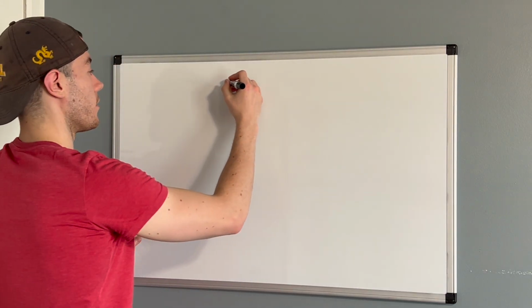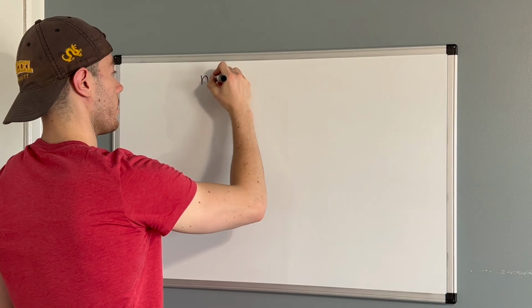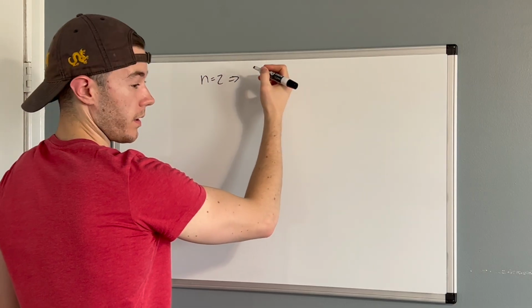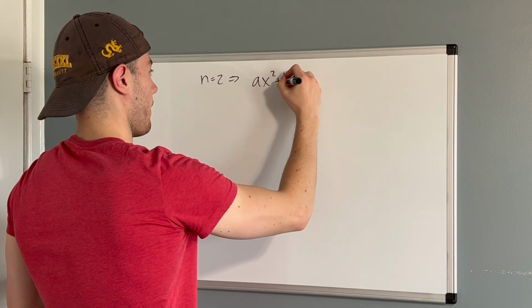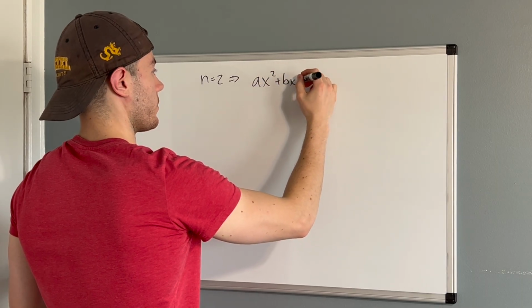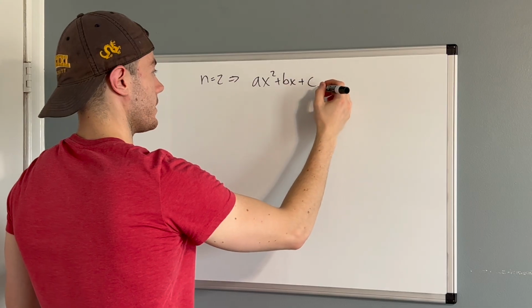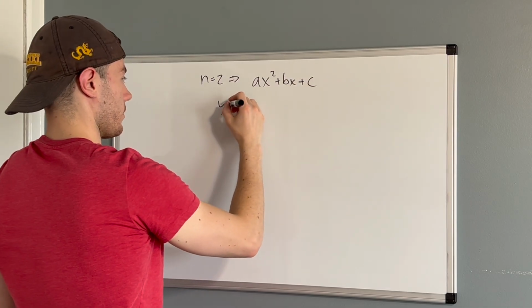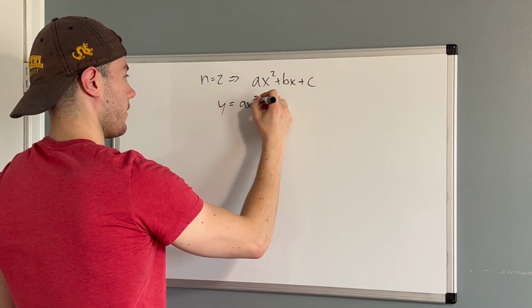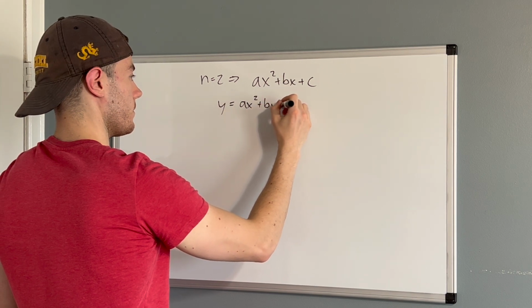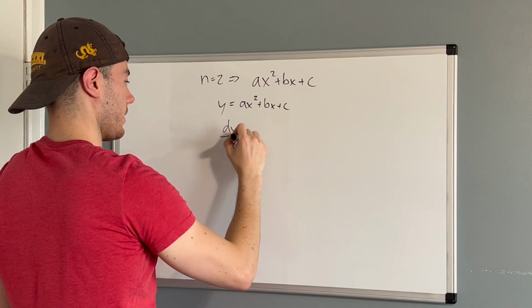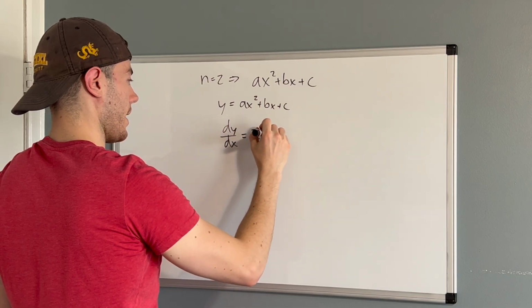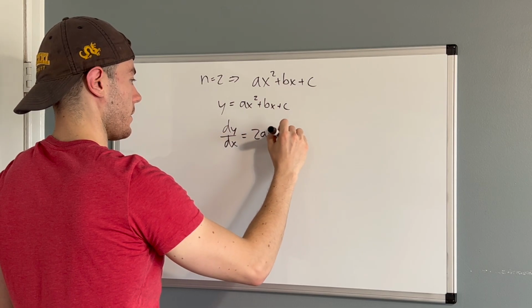So if we have a polynomial of degree n where n equals 2, that's a polynomial of degree 2. It's ax squared plus bx plus c, with unknown coefficients. Let's set that equal to y. It's now a function. If we take the first derivative with respect to x, we get 2ax plus b.